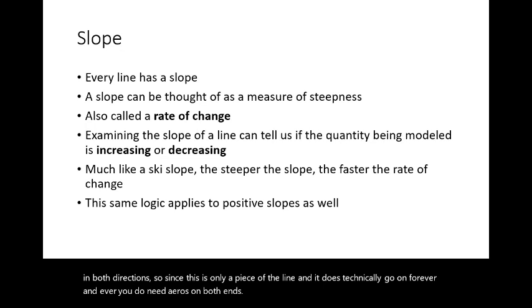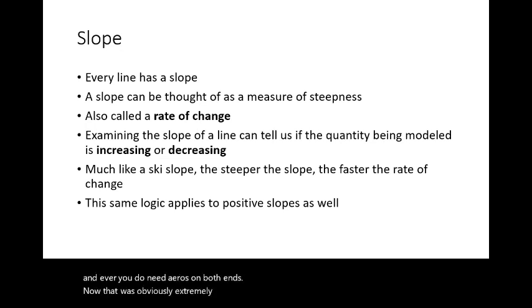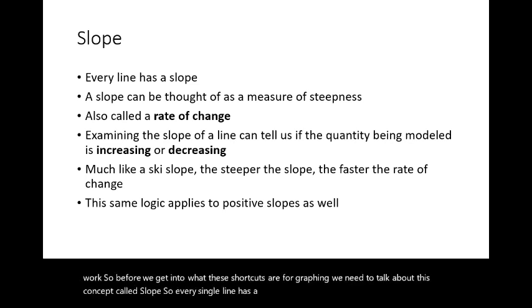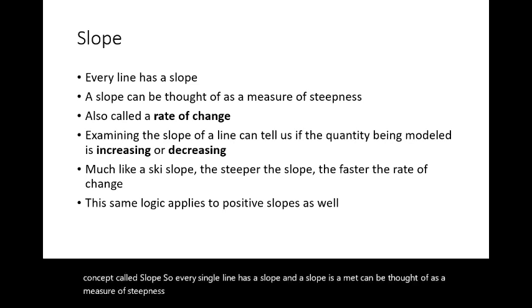Now that was obviously extremely slow, and for more complicated lines that would be a lot of work. So before we get into what the shortcuts are for graphing, we need to talk about this concept called slope. So every single line has a slope, and a slope can be thought of as a measure of steepness, and slope is also known as a rate of change.